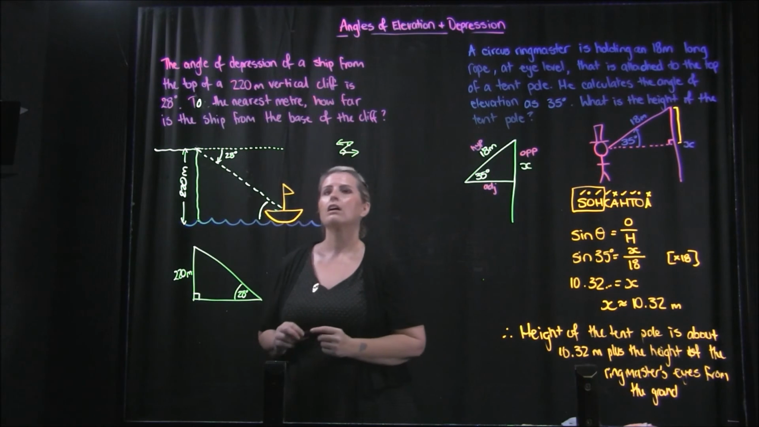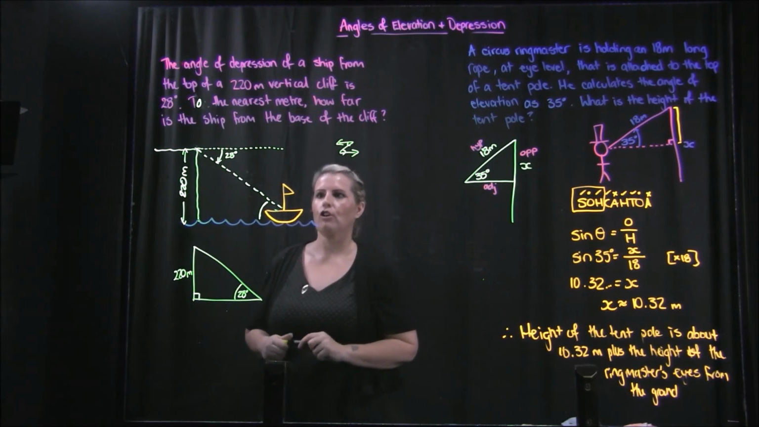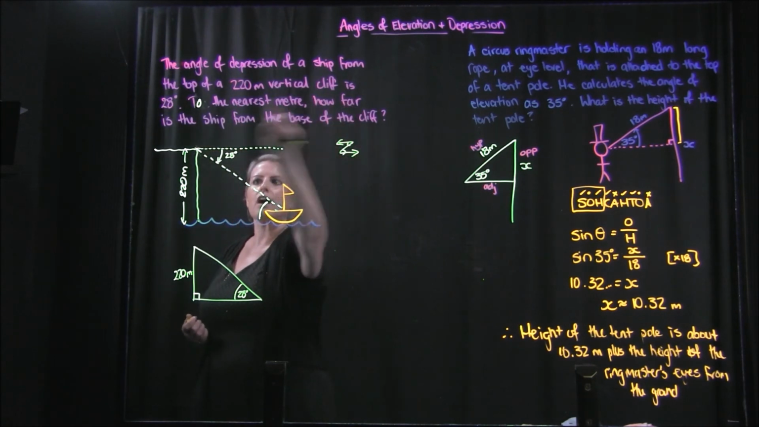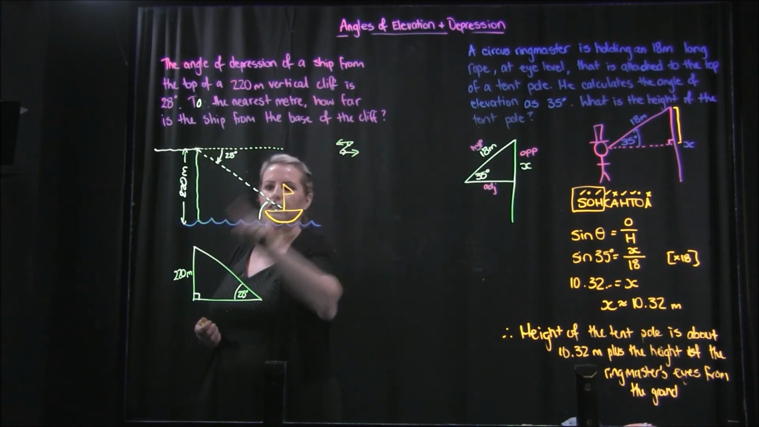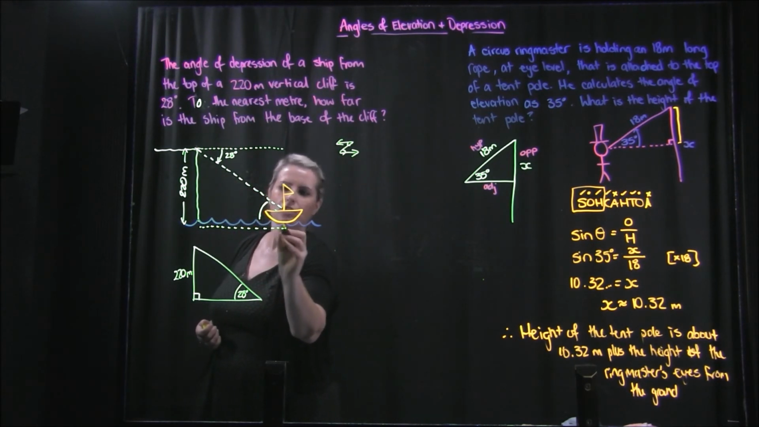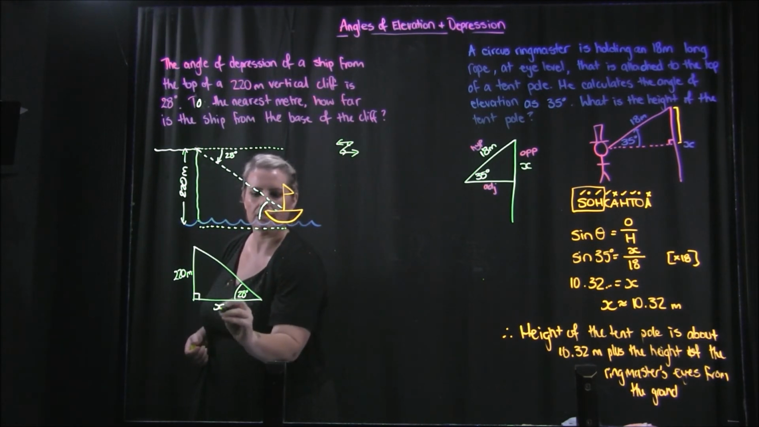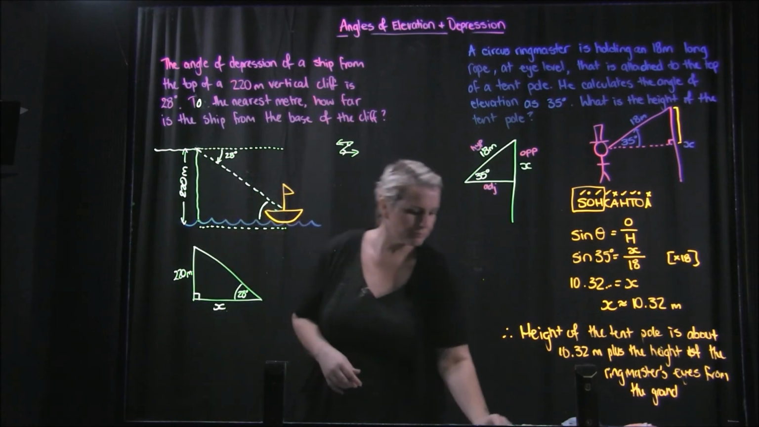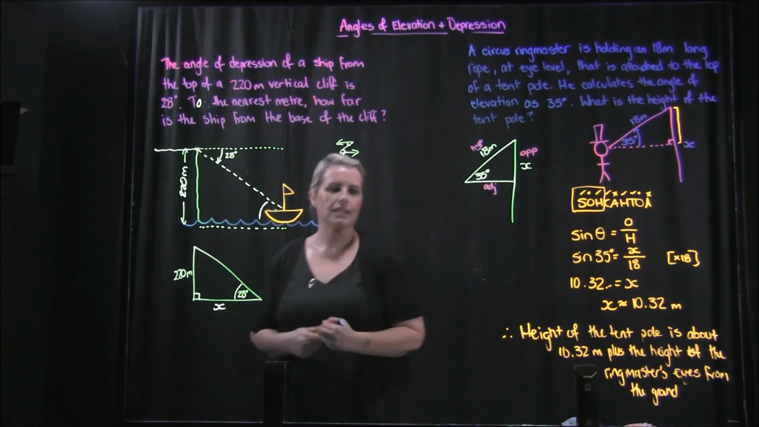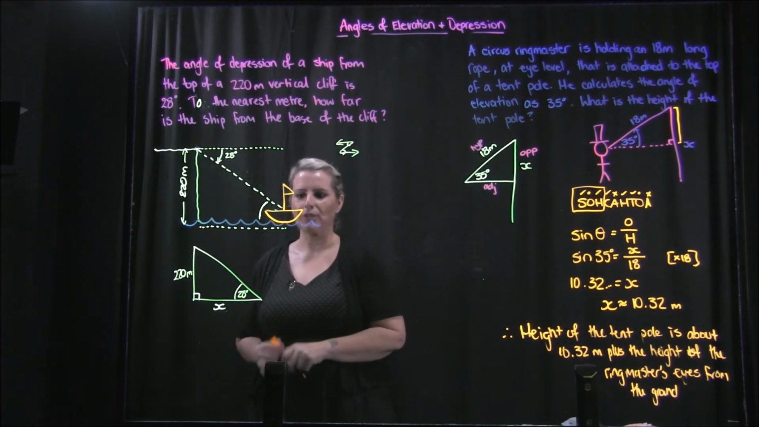I do not know anything else except that I need to know how far the ship is from the base of the cliff. This is the base and this is the ship. So I'm finding this distance along the bottom. Seems fairly straightforward. Let's work this one out.